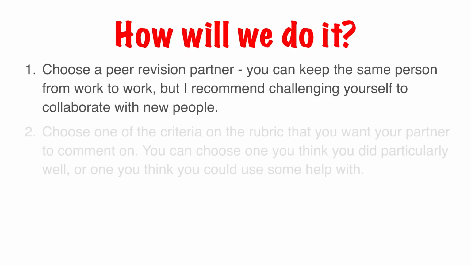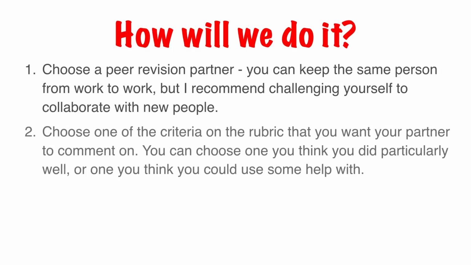The next thing that you're going to do is choose one of the criteria on the rubric that you want your partner to comment on. You could either choose something that you think you did particularly well on, or you can choose something that you think you can use some help with. I'll assume that at the beginning you're going to want to choose things that you're good at until you establish the kind of working relationship and trust relationship with your classmates to ask them to really help you figure out how to push yourself harder and better to do even more quality work.